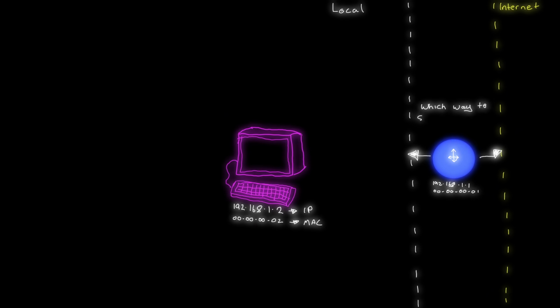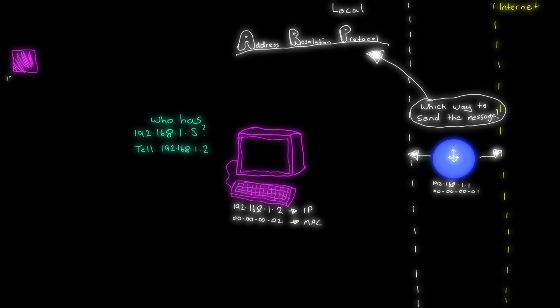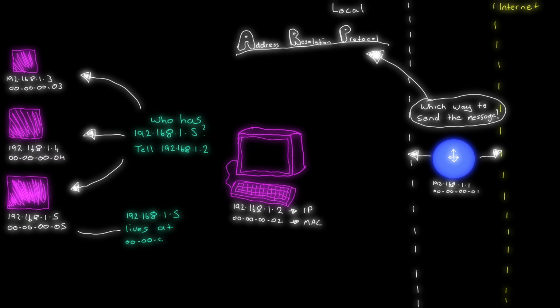Now every device on your network has two addresses: an IP address, which is how traffic gets routed, and a MAC address, which is a hardware identifier baked into the network card itself. Your router uses the IP address to figure out where to send traffic, but to actually deliver it on your local network, it needs the MAC address, and that's where ARP comes in. ARP stands for Address Resolution Protocol, and all it does is answer one question: who has this IP address? Tell me your MAC. Your machine broadcasts that question to everyone on the network, and the device that owns that IP replies, "That's me, and here's my MAC."